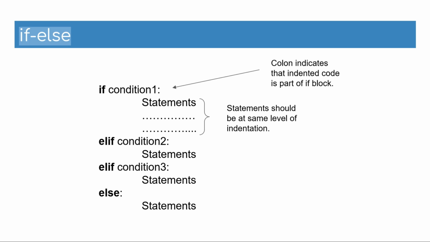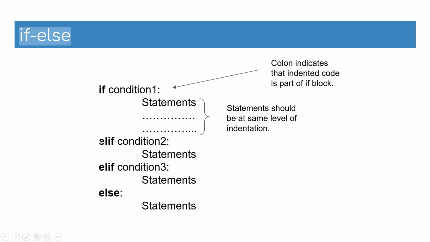Let us say if your age is greater than equal to 18, and after that you have to give a colon. After giving the colon, you have to indent your code, that is, specify that this is the part of the if block. Whenever the condition is true, the statements within this block would be executed. The colon indicates that the indented code is a block, and statements should be at the same level of indentation to avoid the indentation error. Python follows strict indentation, so you also need to follow the same.